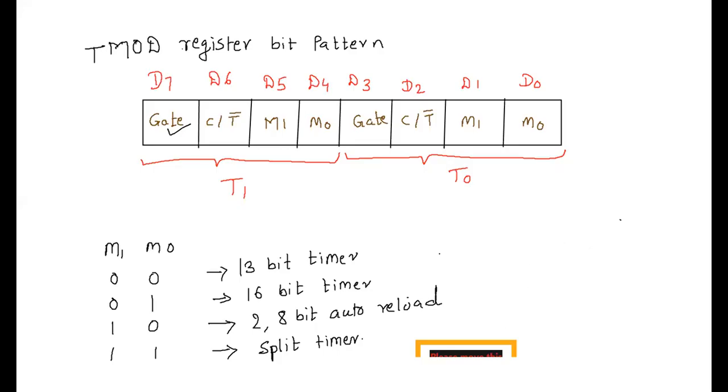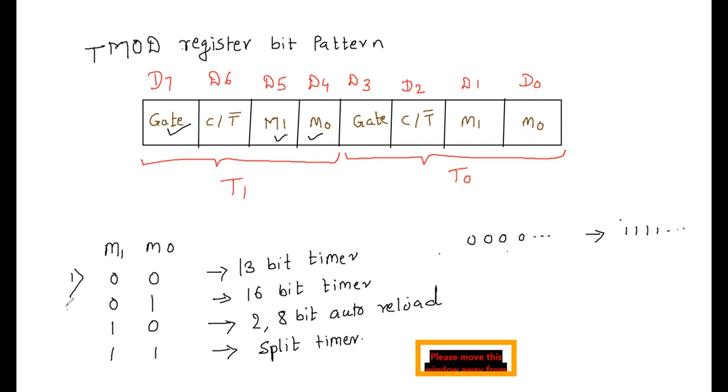Here we see the mode operations of the timer. I am discussing the M1 and M0 bits and their corresponding combinations. In case number 1, when both bits are 0, timer 1 or timer 0 will operate as a 13-bit timer. That means it will start from all 13 zeros and count up to all 13 ones. Once it reaches its maximum count, it will be reset and start counting from 0 again.